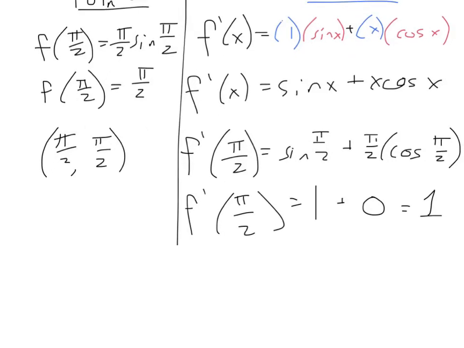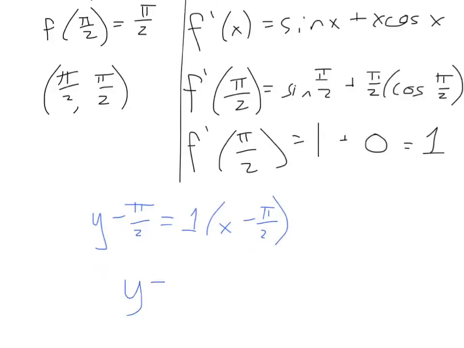So finally, I actually want the equation of the tangent line, so I'll use point-slope form. y minus pi over 2 equals a slope of 1 times x minus pi over 2. And it's actually kind of interesting. If you simplify that, you end up just getting y equals x, which is a really nice, pretty answer.